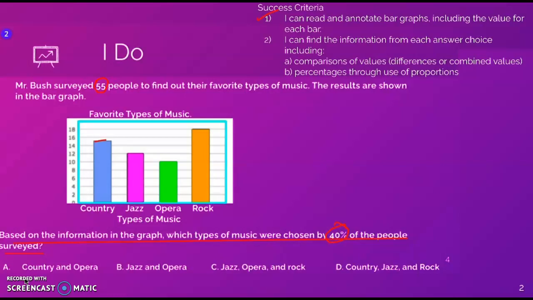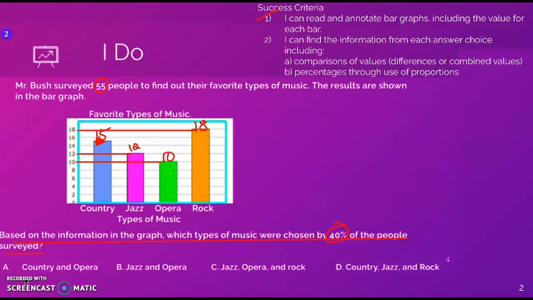So this first bar goes here, and it's by ones, so it has a value of 15. The second bar goes straight across, and that is 12, which is jazz. Country was 15. Now on opera, the total number of people that selected opera was 10. And then our last bar would be rock. Rock seems to be one of the favorites, and it was selected by 18 people.